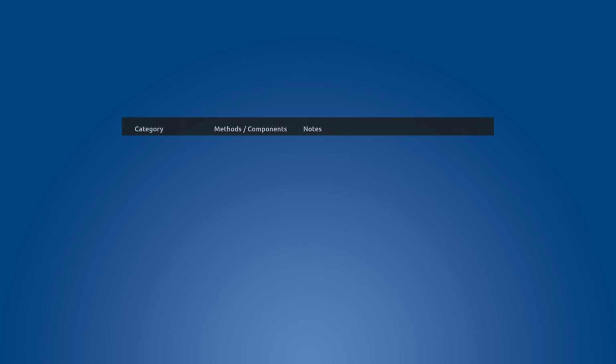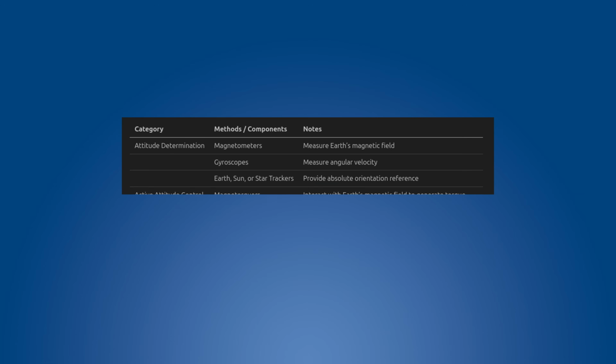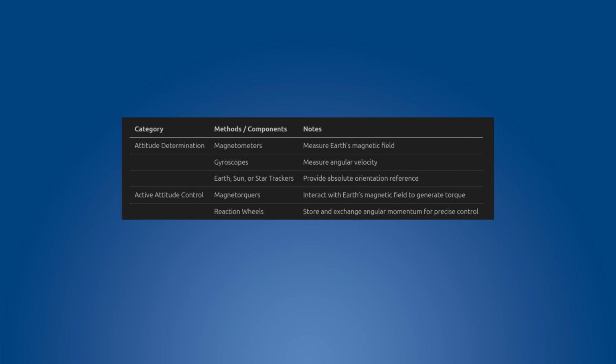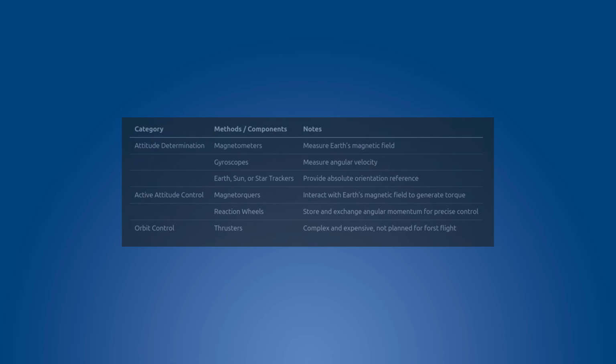The most common methods for attitude determination on CubeSats are magnetometers, gyroscopes, and Earth, Sun or star trackers. On the active control side, we commonly use magnetorquers and reaction wheels. Thrusters are of course also used, but on CubeSats these are more common for orbit control rather than attitude control and are also wildly expensive and complex and therefore beyond the scope of this project for now.